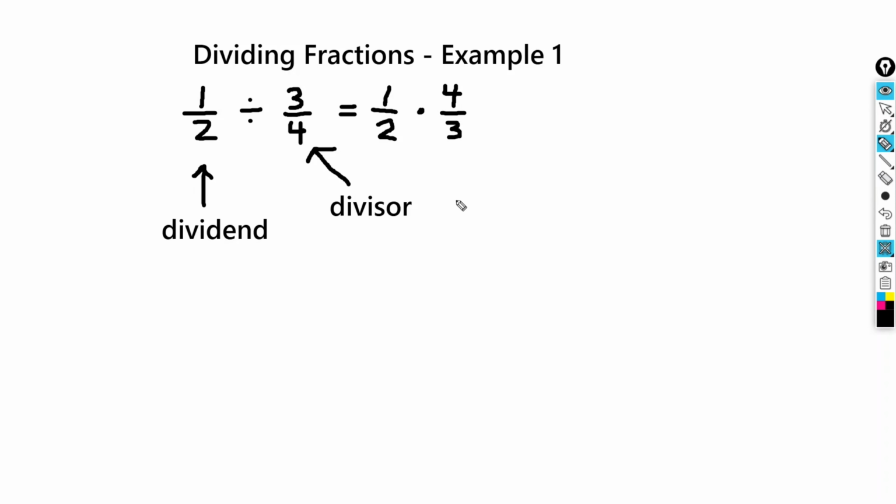As we do this, we notice that both 2 and 4 are divisible by 2. So if I divide 2 by 2, I get 1, and if I divide 4 by 2, I get 2. Now we can simplify a little bit before we multiply across. 1 times 2 is 2, and then 1 times 3 is 3. So our solution, 1/2 divided by 3/4, is 2/3.